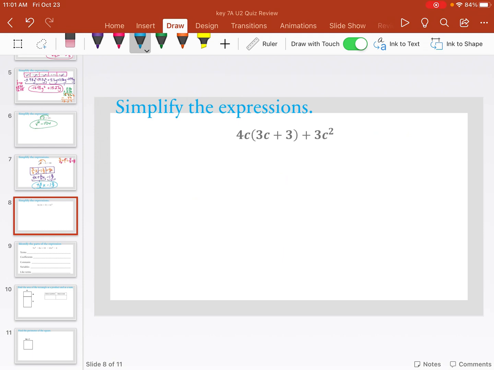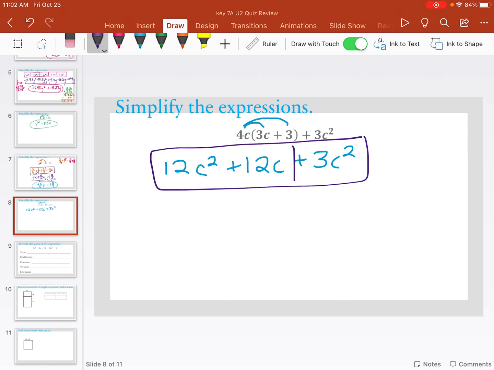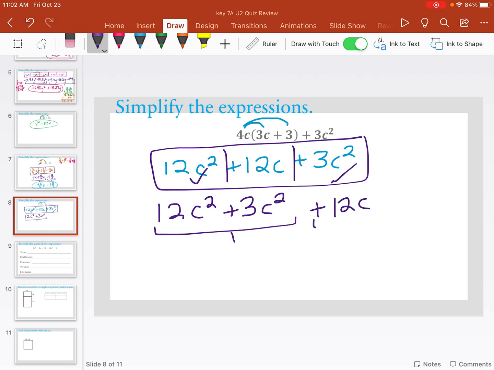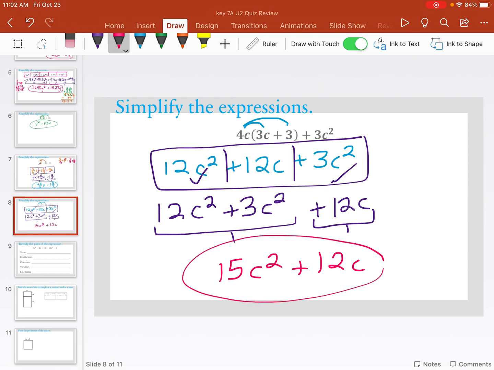All right, same idea. I got to hand out those tickets. So 4c times 3c. 4 times 3 is 12. C times c is c squared. 4c times positive 3. 4 times 3 again is 12c. Bring down that plus 3c squared. Now that there's no parentheses, I can train it up and combine my like terms. So I have 12c squared plus 3c squared. There's my c squared family. And then plus 12c. There's my c family. 12 plus 3 is 15c squared plus 12c. And there's that.